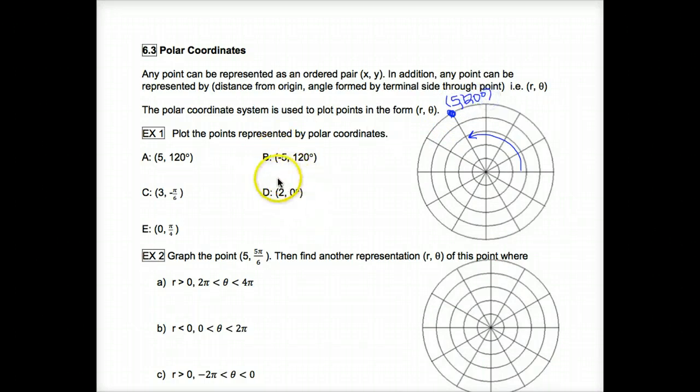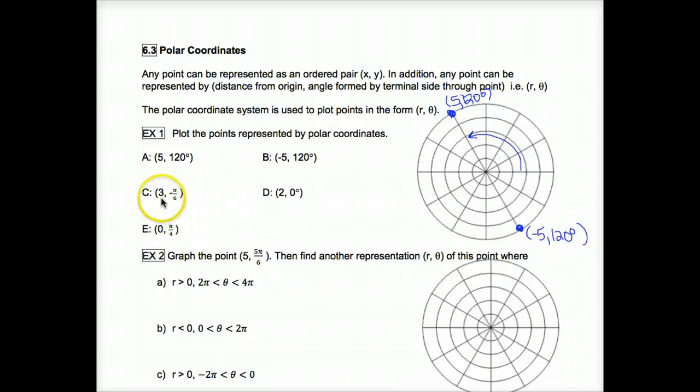Now notice that B, very strategically, is (-5, 120 degrees), which starts out the same way. I graph to 120 degrees and go to the pole, but when I have a negative value for my r, that means instead of plotting the point on the terminal side, I go 180 degrees in the opposite direction. So with negative 5, instead of counting out where the terminal side would be, I go the opposite way: 1, 2, 3, 4, 5. So this would be the point that represents (-5, 120 degrees).